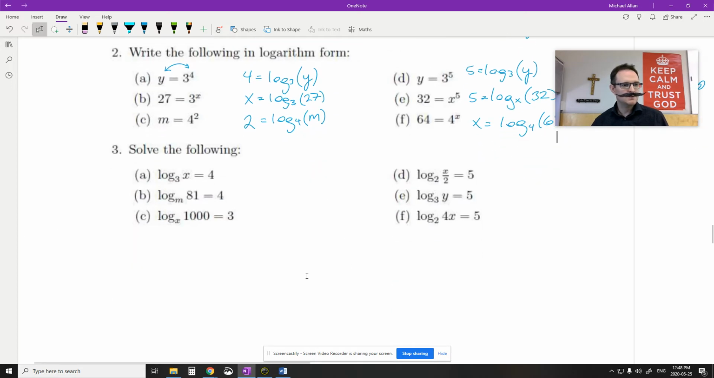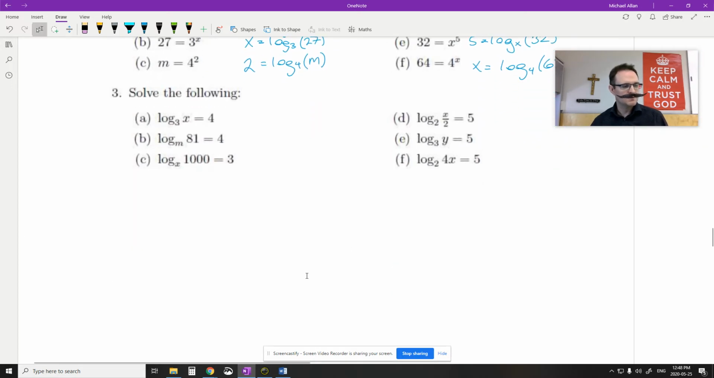So the next one here, we're actually going to solve them. We're actually going to figure out what the x value ended up being. So to solve this, I can't really rearrange this. I can't divide by log base 3 because log base 3 is an operation. It's not a number. It's kind of an operation that we're doing. So I've got to undo the operation. So I'm going to change it into exponential form. It's going to be 3 to the power of 4 is equal to x.